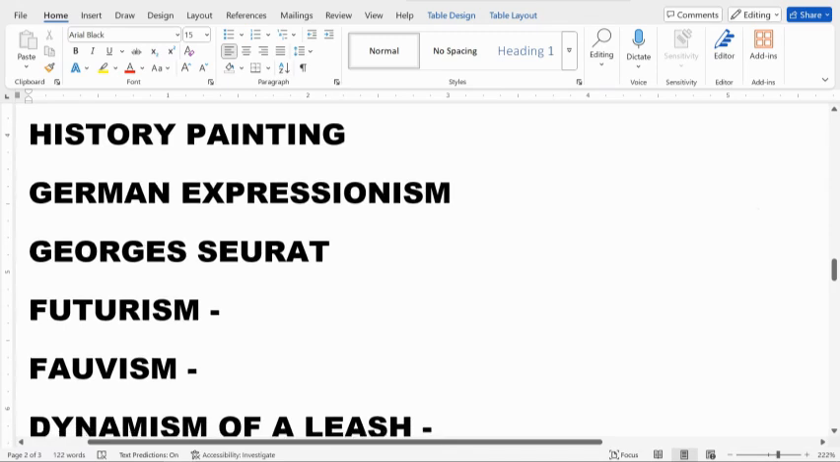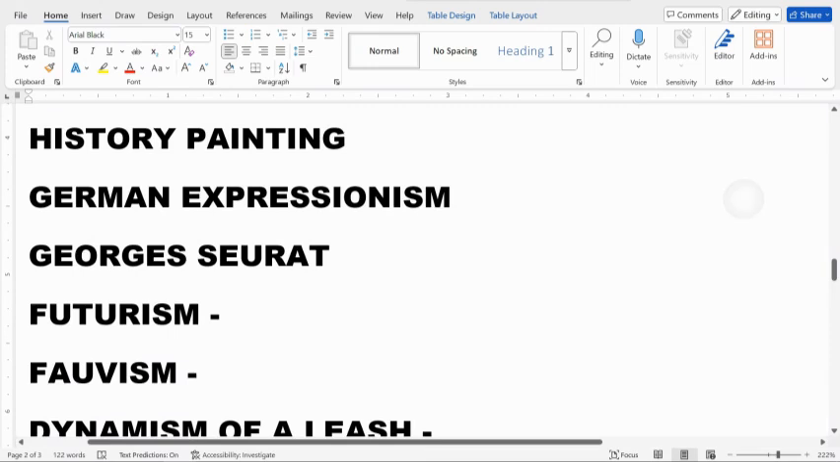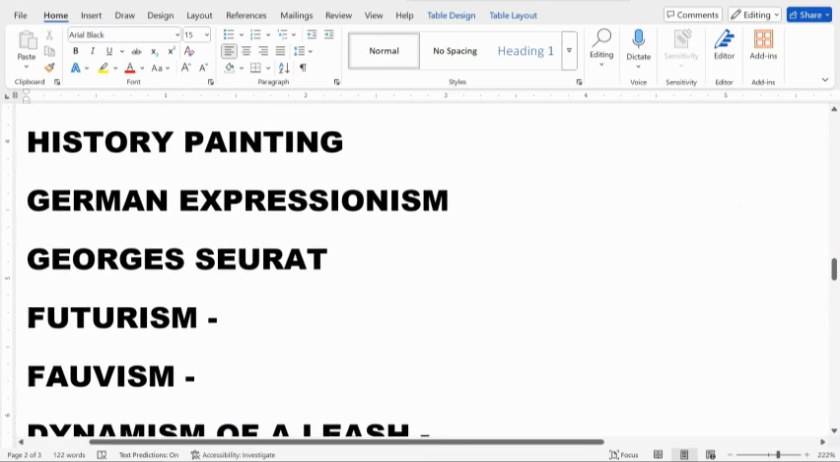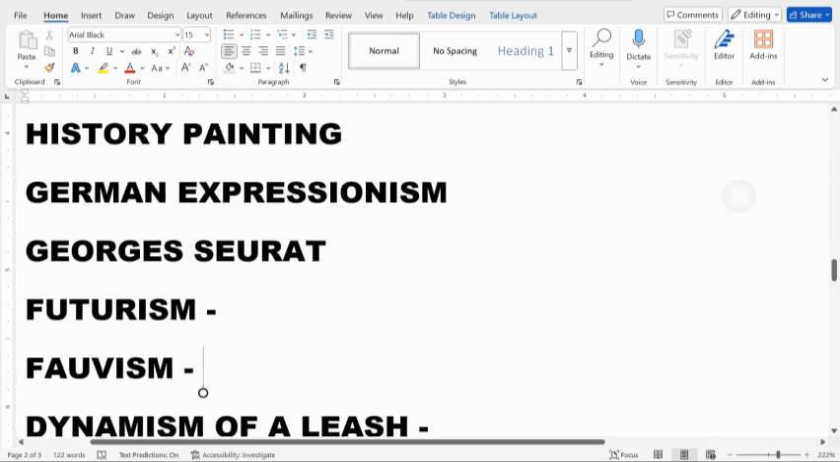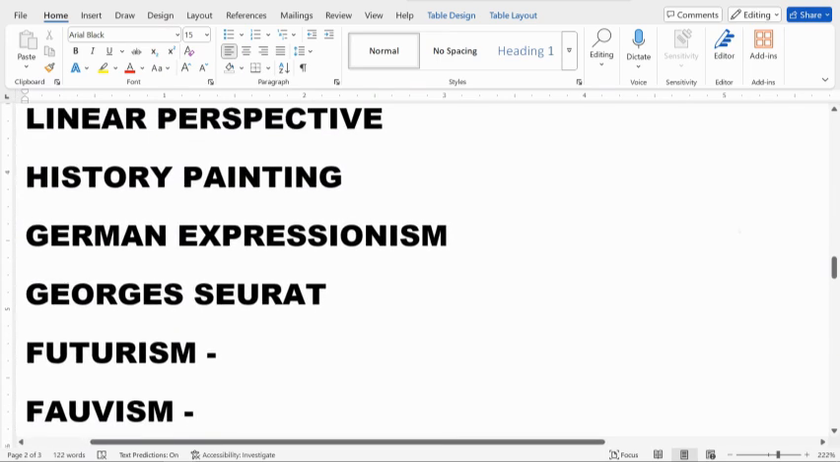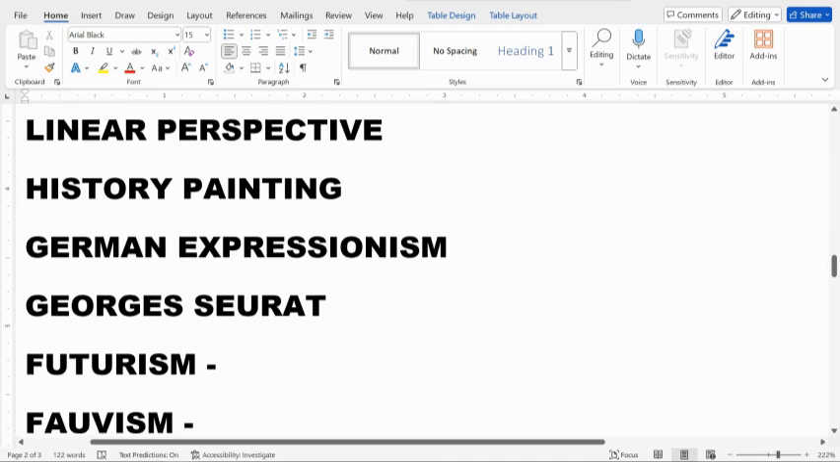History painting is on the test. You should be familiar with that. I've been talking about history painting since Unit 2. Did this unit have history? Nope, I did not talk about history painting during this unit. You should know what linear perspective is.